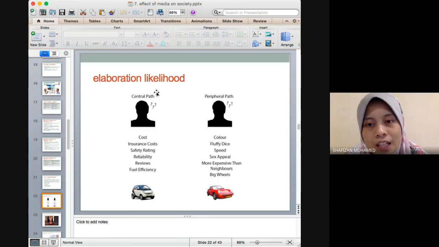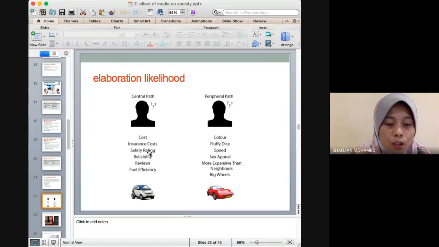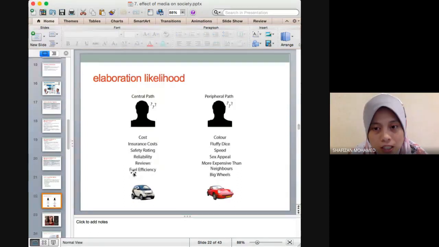Now, if they use the central path, they will elaborate about the car according to realities, to facts, to cognitive things. They will advertise by saying the cost of a Maserati is 1.2 million ringgit. The safety, not so safe. But it is reliable. Fuel efficiency? Will there be fuel efficiency with a Ferrari? Usually no. Of course, you want to press that pedal.